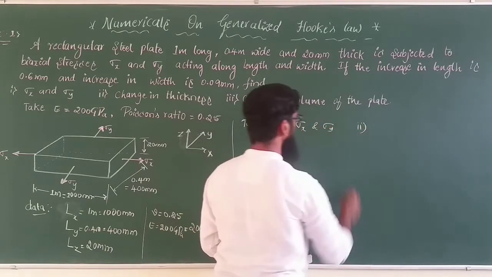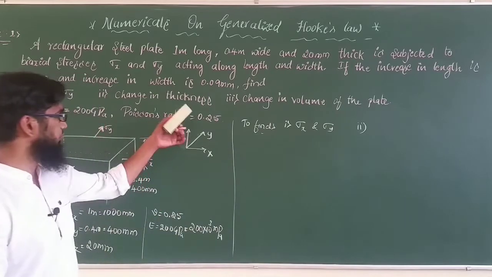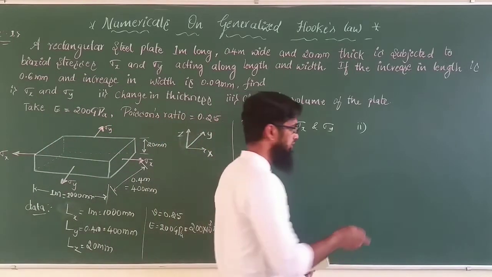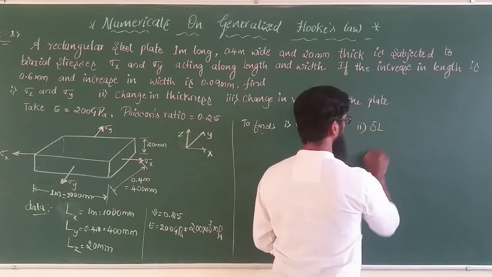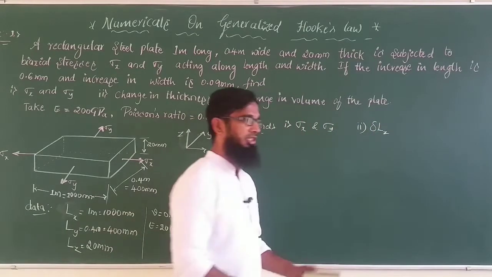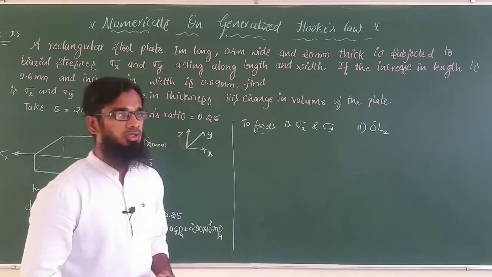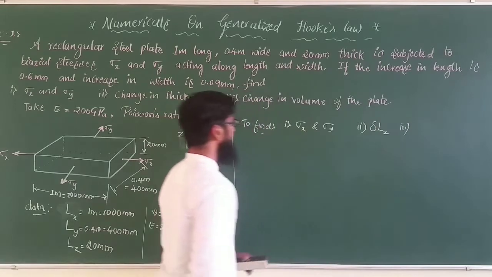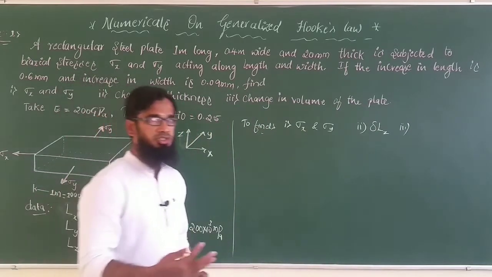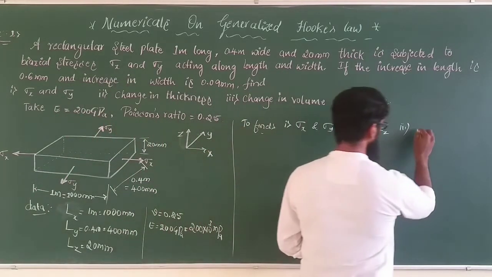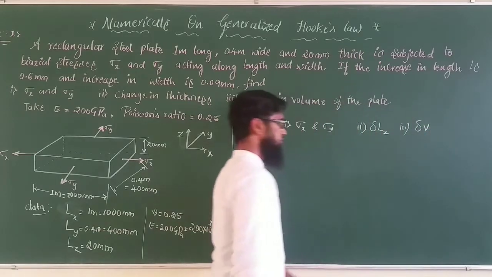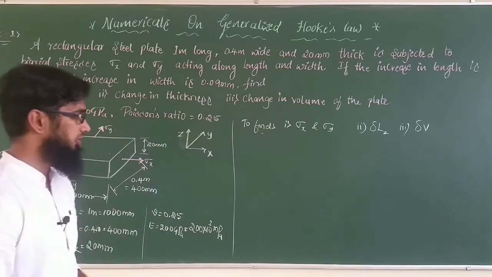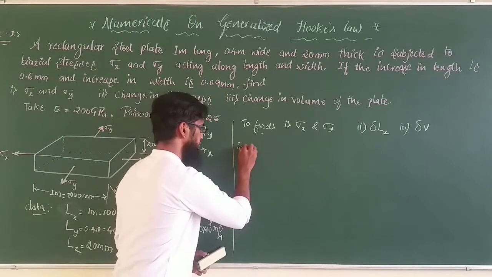Second thing, I have to find out the change in thickness. Change means I'll represent with delta, so here delta L in the z direction. The z direction represents the thickness of the plate here. The third one, I have to find out the change in volume, delta V of the member. So these three things we have to find out here. How to solve this kind of problem? Let us go for the solution here.